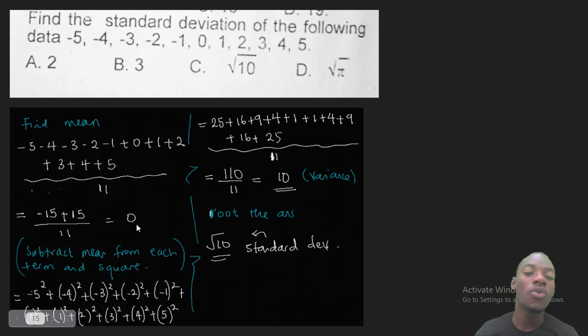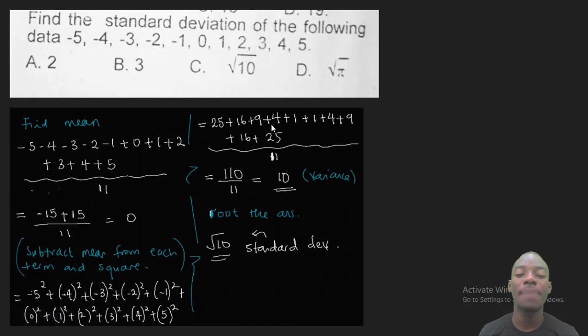So now the next step, to find the variance, is just to do each number minus the mean. But the mean is 0, so there is no need for subtracting. Just square each number. It is minus 5 squared plus minus 4 squared plus minus 3 squared, minus 2 squared, minus 1 squared and so on. 0 squared, 1 squared, 2 squared, 3 squared, 4 squared, 5 squared. And that's what I have here.